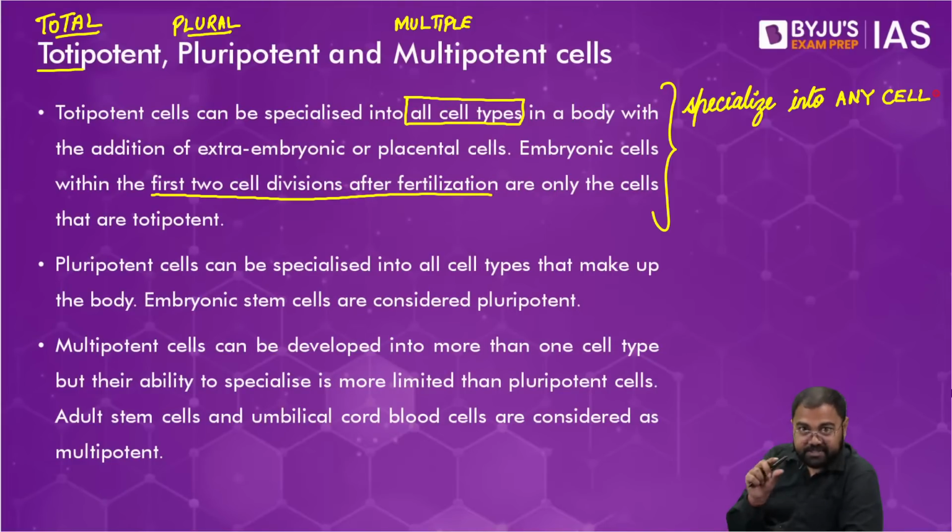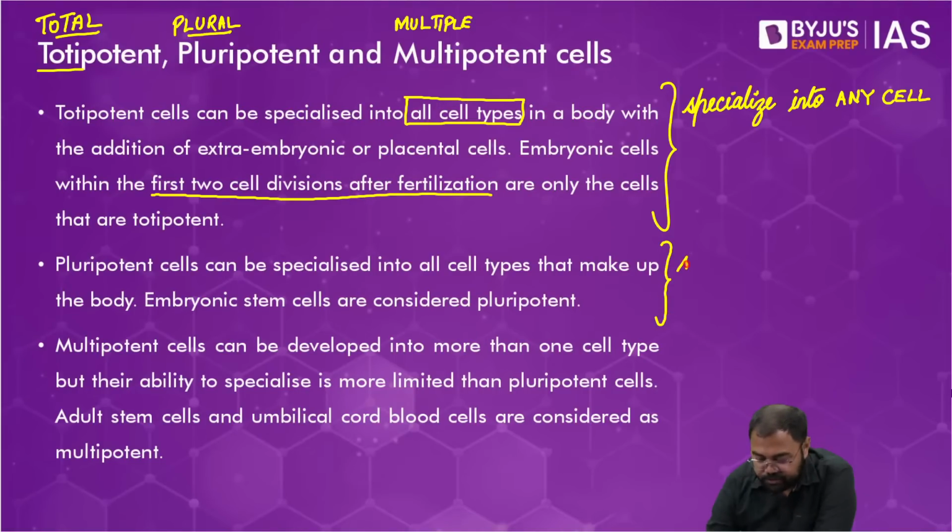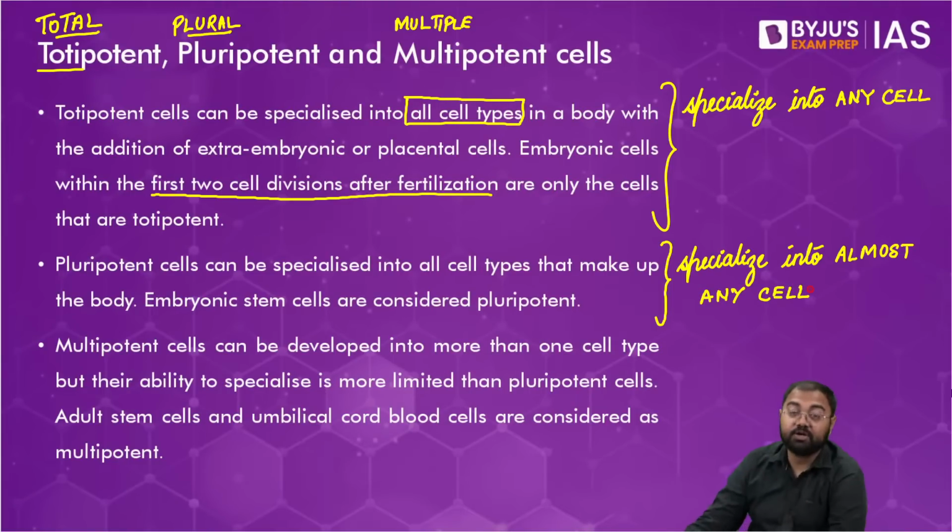Now, the stem cells that we derive after the first two cycles of cell division are called pluripotent. So they will also have a very good capacity to specialize. I'll write, almost any cell. They can specialize into almost any cell, but not all the cells. Especially the reproductive cells, they cannot specialize into reproductive cells. So pluripotent cells will be able to specialize into almost all the cell types.